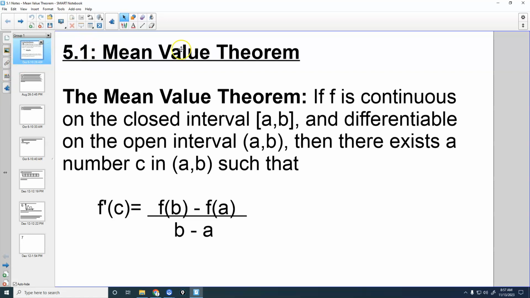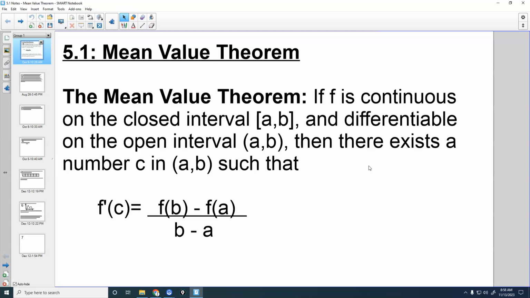This section starts off with the mean value theorem. The mean value theorem is going to state that if f is continuous on the closed interval a, b, and differentiable on the open interval a to b, then there exists a number c in a, b such that f prime of c equals f of b minus f of a over b minus a. Okay, so let's draw out a picture for what that means.